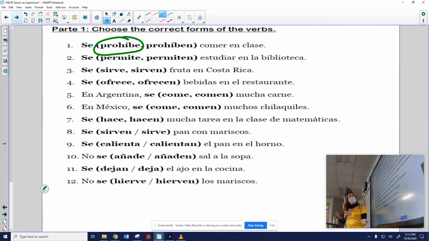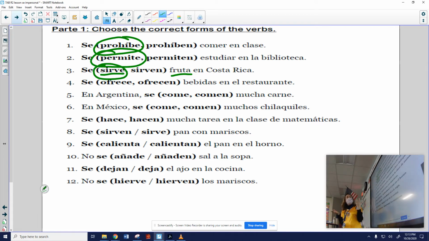Se permiten estudiar en la biblioteca. ¿Cuál? You guys agree? Es cierto, permite. To study, it is permitted. Se sirve o se sirven fruta. You guys agree? Sí. Fruta es singular. Fruit is served. If we said fruit are served, it sounds weird.